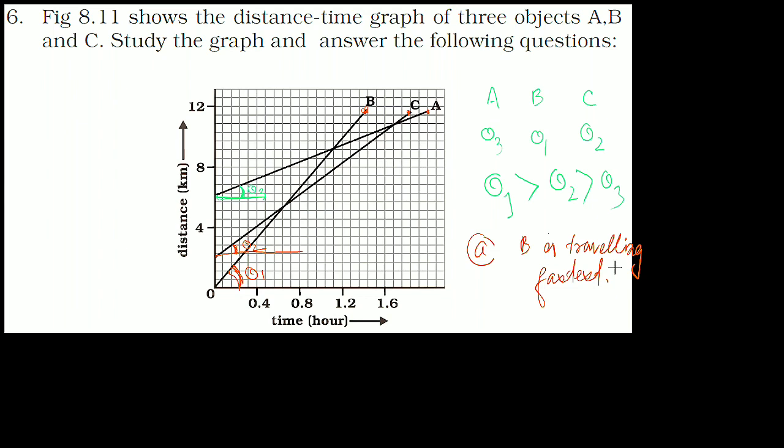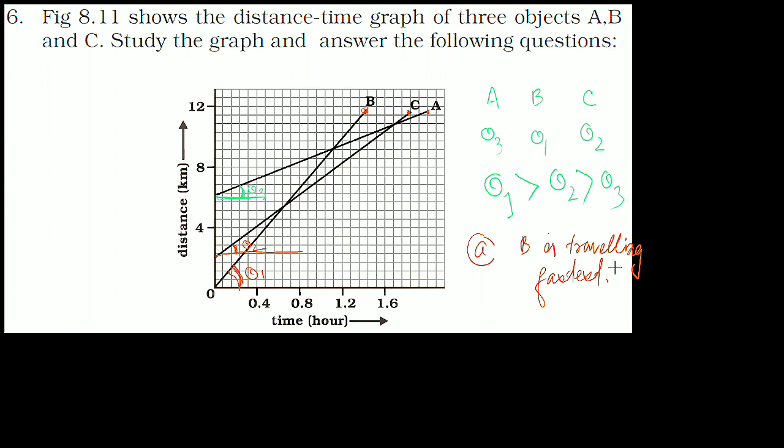B is making the highest angle with the base. After that we see C, which is making angle θ2, a little smaller than θ1. Now A is making angle θ3, which is smaller than θ2. That means θ1 is the greatest, so B is making the highest angle with the base, which means B has the highest speed. So this is the correct answer.